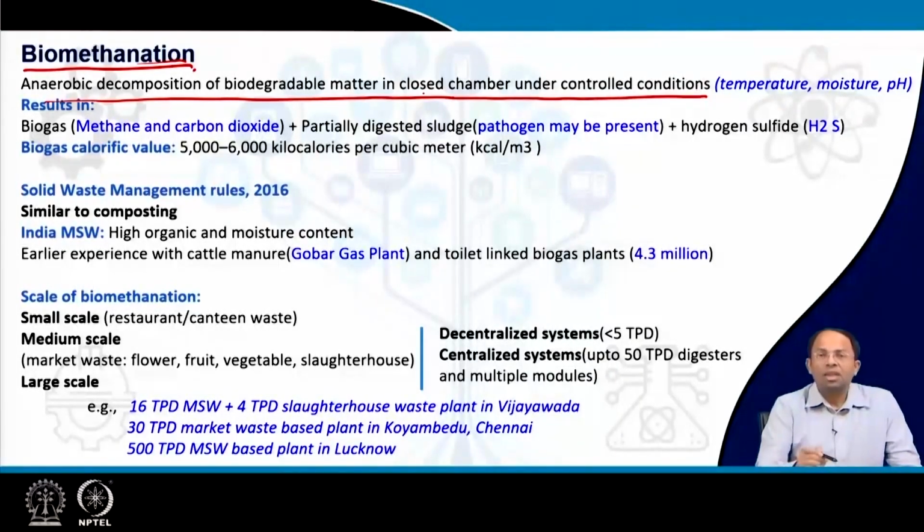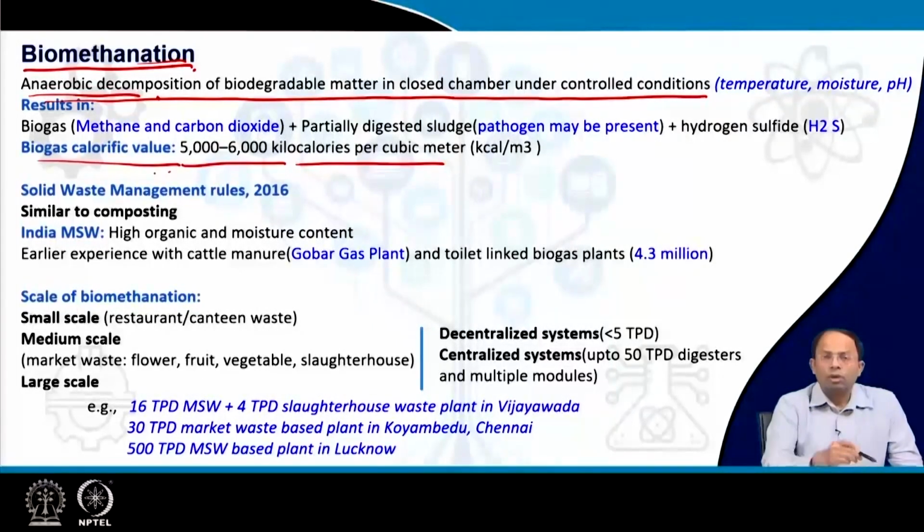So, this sounds similar to in-vessel composting, right? But instead of aerobic decomposition, which we are targeting in composting, this is anaerobic decomposition. And because it is anaerobic decomposition, it generates a lot of methane gas, and this methane gas is used for energy. Methane and CO2 gas, of course, but methane is the one which has high calorific value, around 5,000 to 6,000 kilocalories per cubic meter. That's why methane has the potential to be a good fuel.